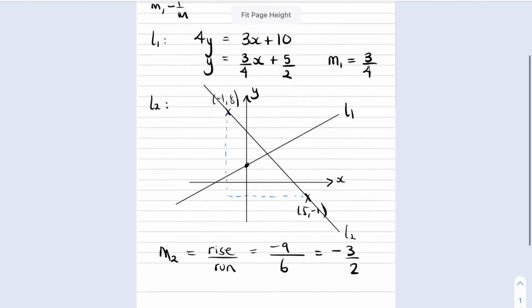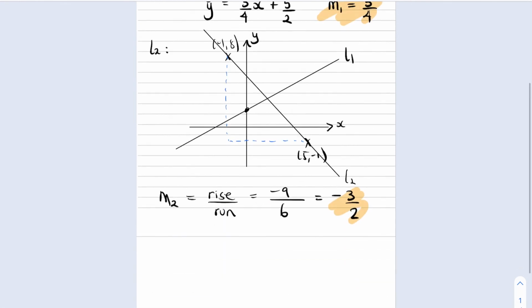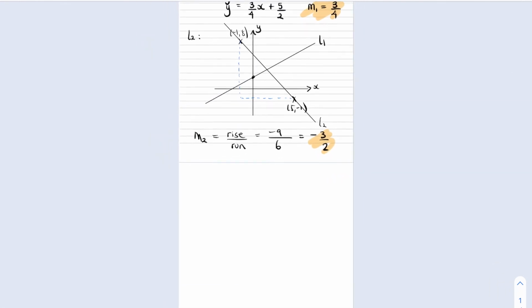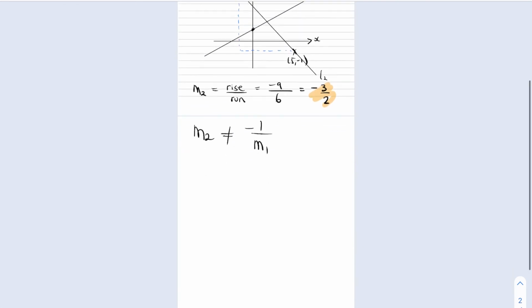Now, looking at M1 and M2, we can see that these two lines are neither parallel nor perpendicular, because M2 does not equal minus 1 over M1. So they are not parallel, they're not perpendicular, and the conclusion is that they are neither.